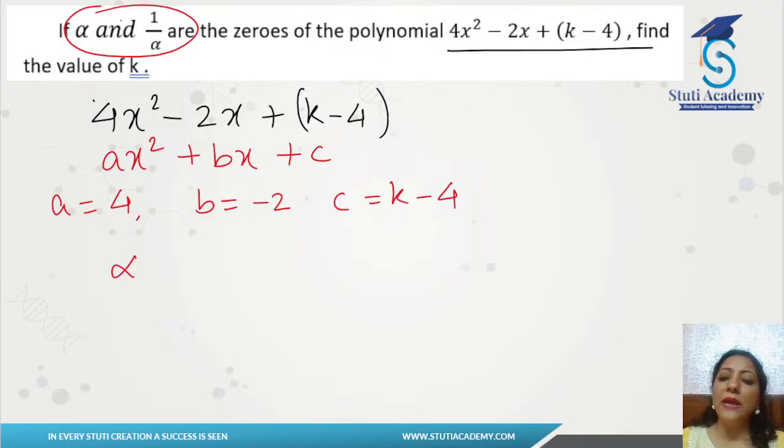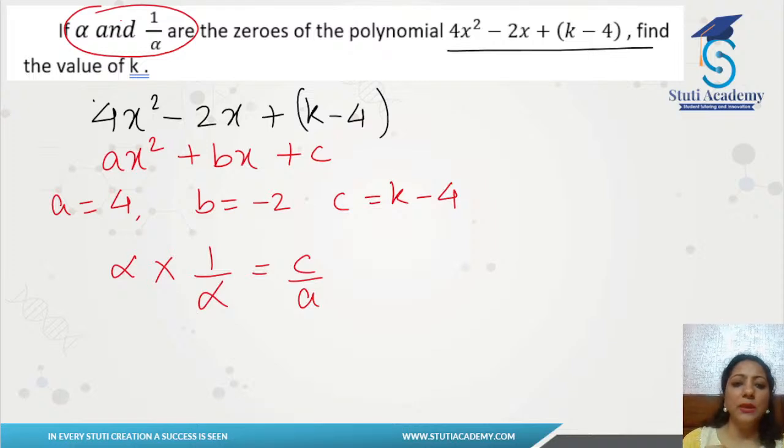In order to find the value of k, k is given in c. So we can make use of c upon a, that is the product of the zeros. So I'm not using the sum of the zeros concept here. I'm using the product of the zeros. So the product of the zeros, we have alpha into 1 by alpha, and the product of the zeros is given by c upon a. So it's very simple. Alpha and 1 by alpha will get cancelled here. We'll be just left with 1. 1 is equal to c upon a.